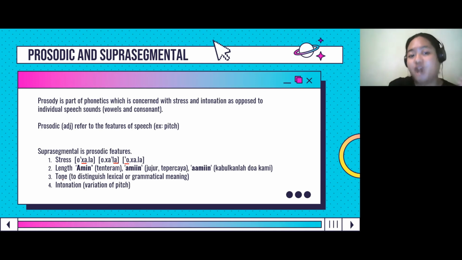And then the third one is tone. Tone is used to distinguish lexical or grammatical meaning. And the last one, intonation. Intonation is a variation of pitch. So it can be so high or it can be so low.